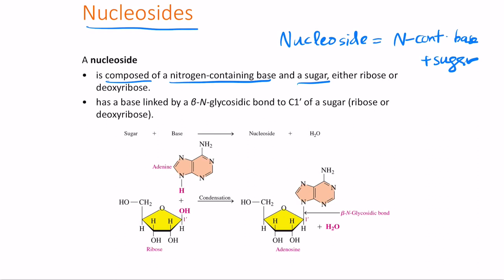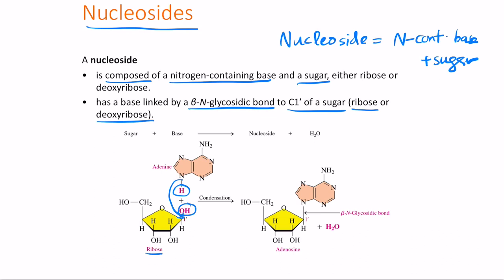Right? So this has a beta nitrogen glycosidic bond. So it generally bonds with the H and OH bond here and they go out, resulting in the addition of the nitrogen and the hydrogen. So this bonding occurs here. And this carbon 1 bond results in either a ribose or a deoxyribose. It can happen with both a ribose and a deoxyribose.